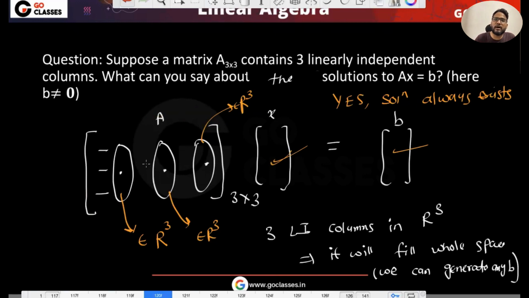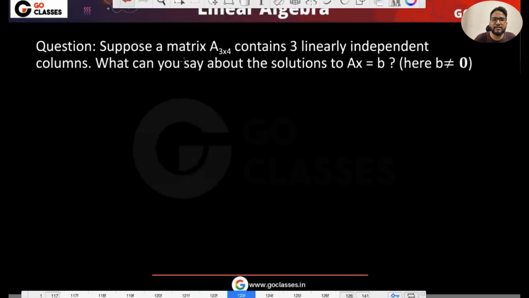Let's not worry about Abhishek asking about uniqueness, whether the solution will be unique or not. Let's not worry about uniqueness or number of solutions. We will just talk about the existence. Okay, uniqueness we will talk about later. Okay, let's just first understand this very clearly. Okay, so now let's see this question.